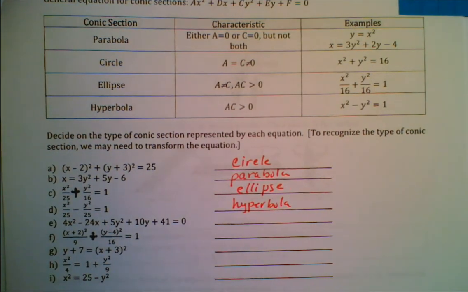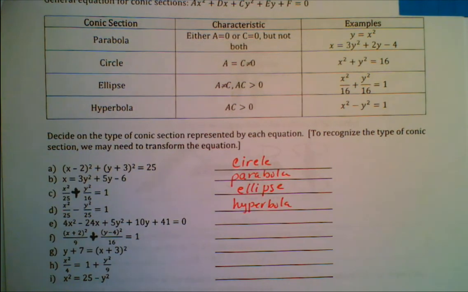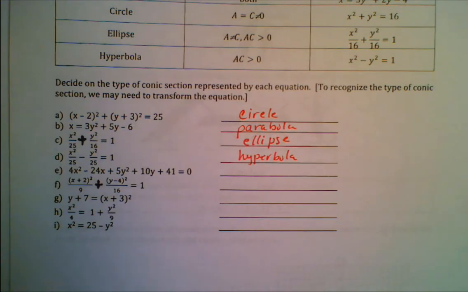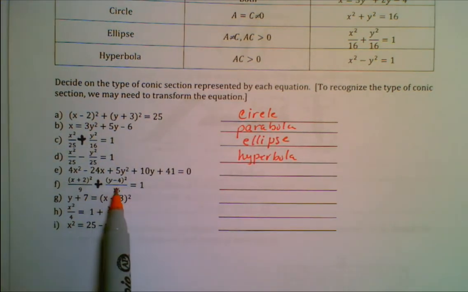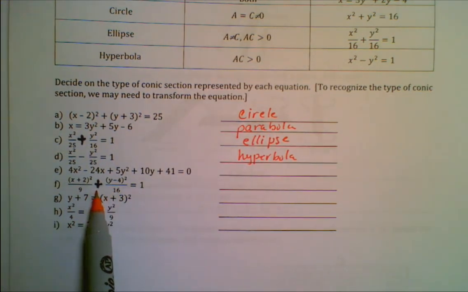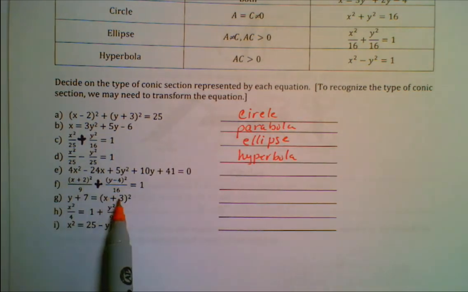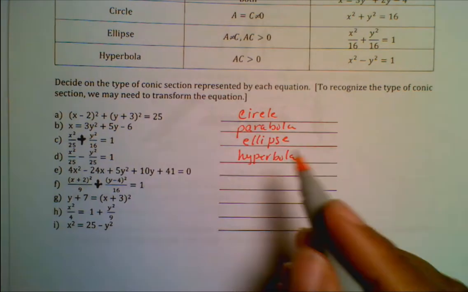E we will come back to because that's going to require us to do some changing of the equation. How about F? The x squared term, y squared term has a positive sign between each term. We have 1 over 9, 1 over 16. They're both positive, so we have an ellipse.